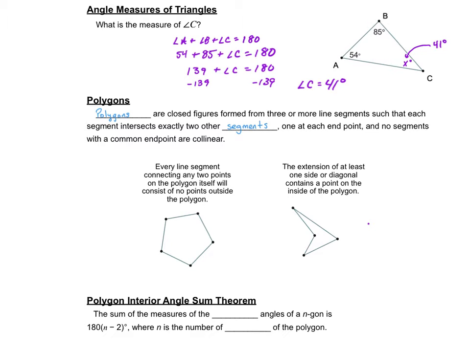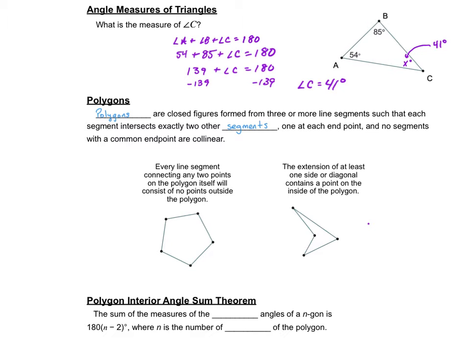Then it says that each segment intersects 2 other segments. Here I have this segment intersecting this segment and this segment, so we have these points forming. And then it says no segments with a common endpoint are collinear. They don't want to see a straight line, because that is technically one side of our quadrilateral and it doesn't form an angle. That's where they're going with that.